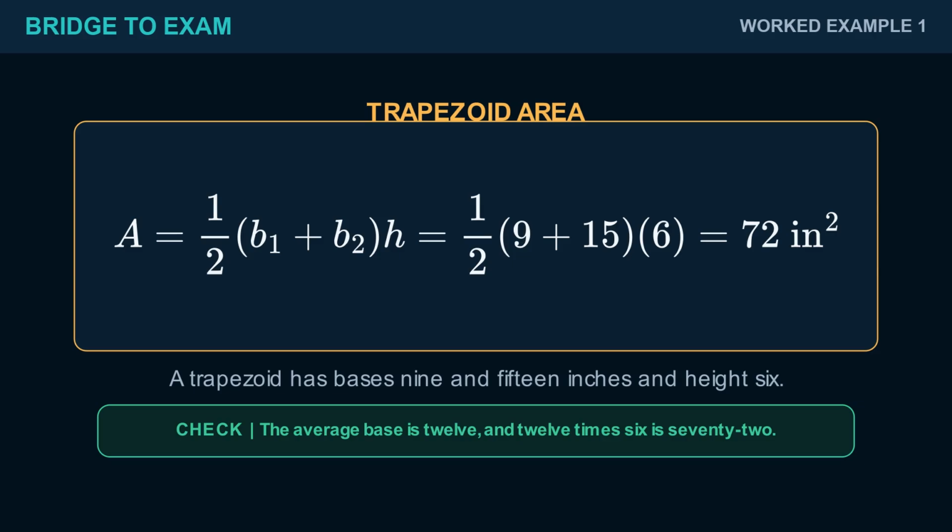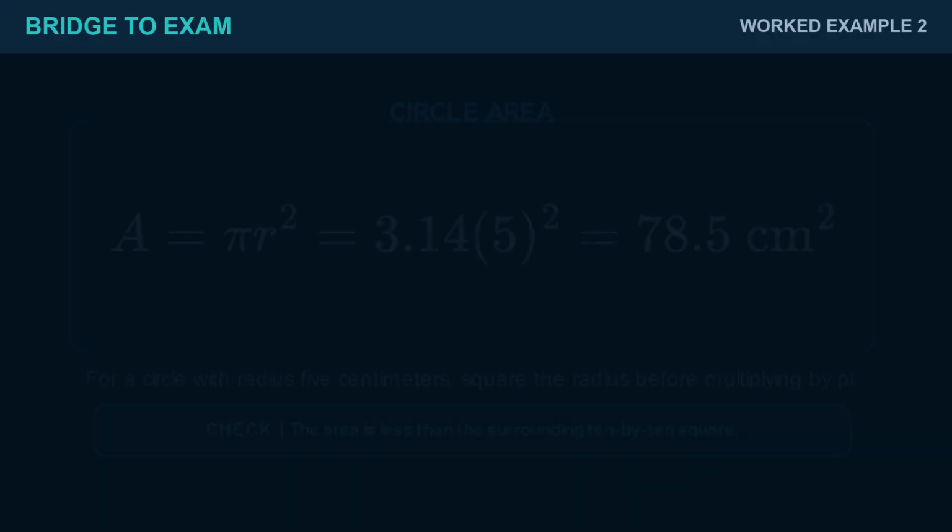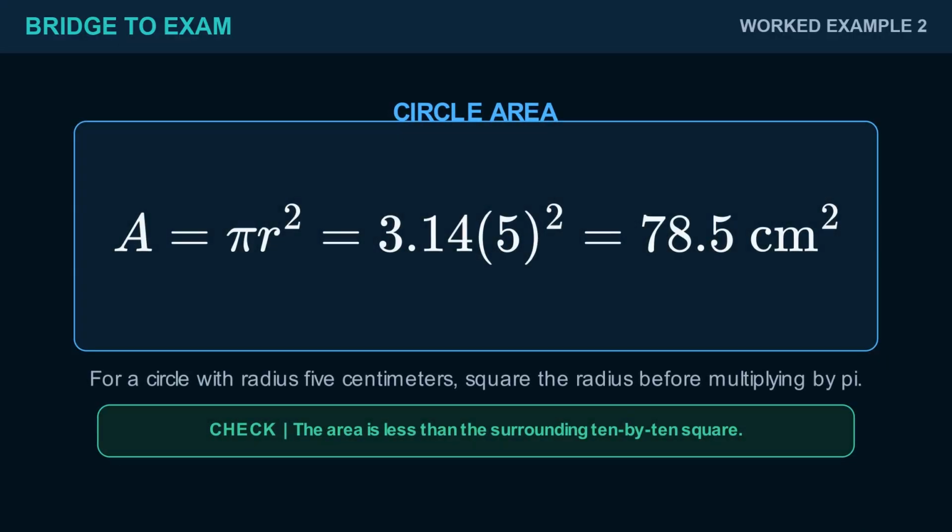Worked Example 1. A trapezoid has bases 9 and 15 inches and height 6. Add the parallel bases, multiply by height, and take 1/2. The area is 72 square inches. Check. The average base is 12, and 12 times 6 is 72.